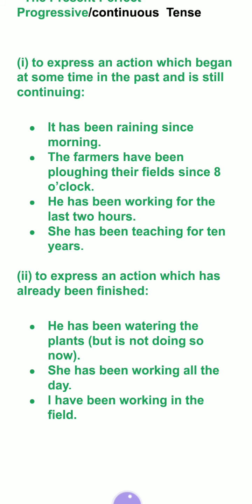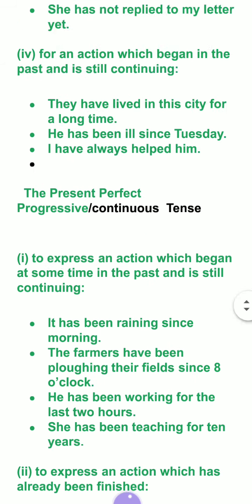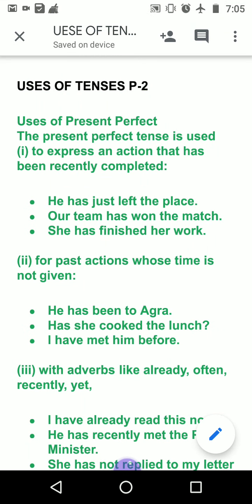You will listen, watch the video clip, listen to them, and try to write down at least 2 sentences from use number first, to express an action. Write down use number first and write down 2 sentences. I have written: he has just left the place, our team has won the match. Similarly, you will write 2 sentences, like the uses of recently completed: I have completed my homework. I have bathed. I have taken my lunch recently. So this kind of sentence, a new sentence, you write down.